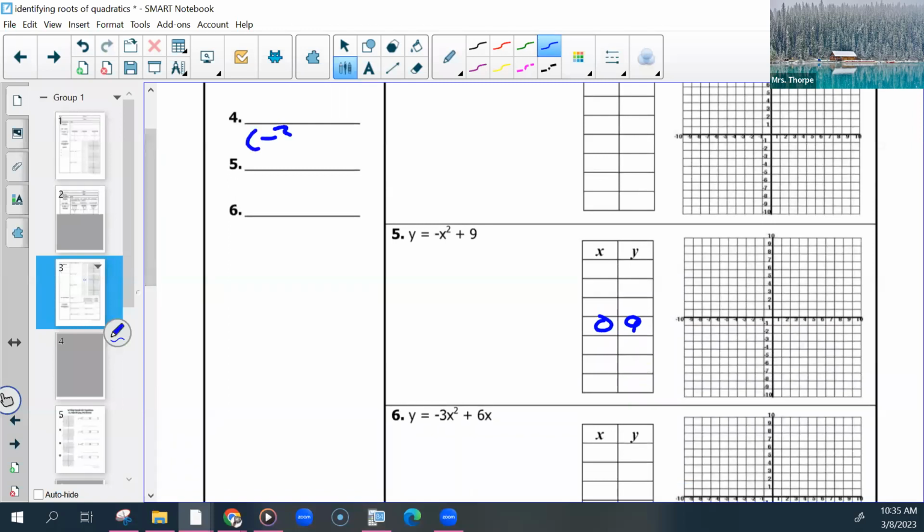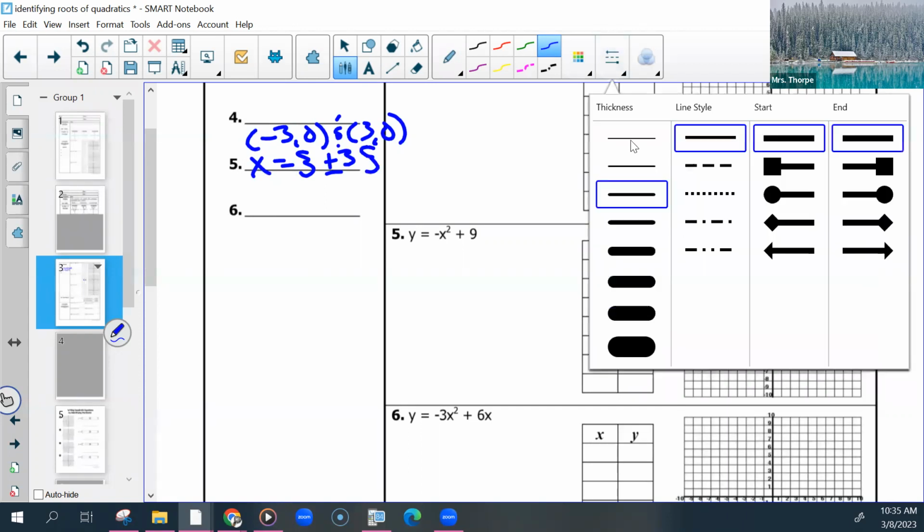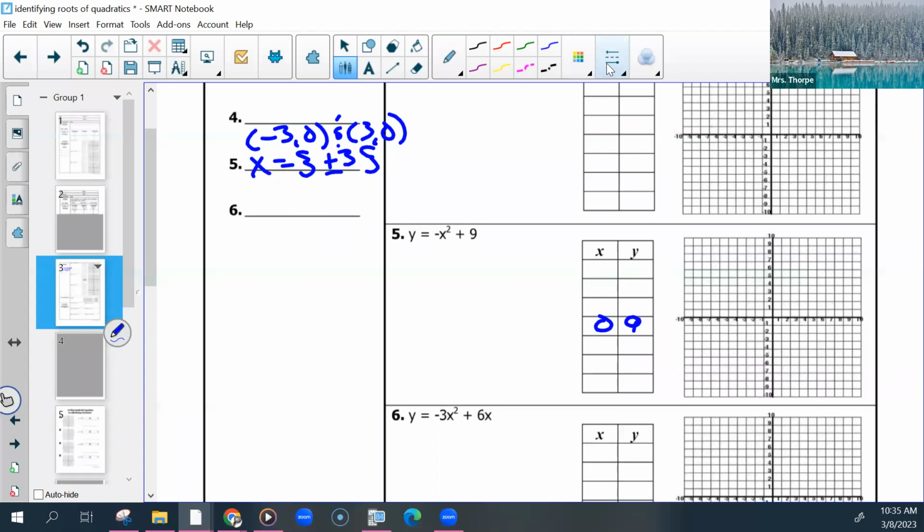So we would write those as either ordered pairs or as your solution set. That says ±3. Or you can write them as 2 separate things, -3, then +3.